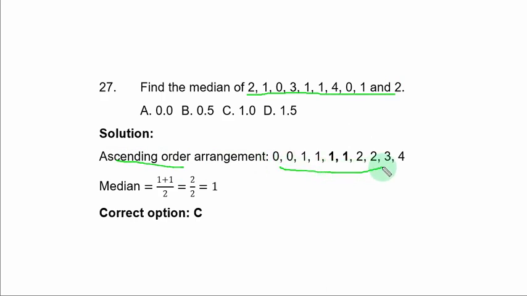From here, you have an even total. For that, you have two numbers in the middle, and the median is the average of the two numbers. Average means you add them, 1 plus 1 divided by 2, that is 2 over 2 equal to 1. So you have C as the correct option.